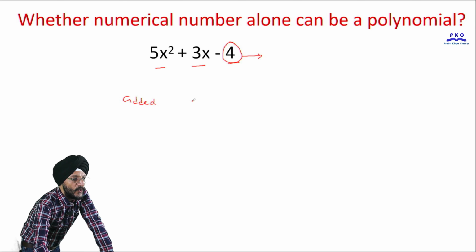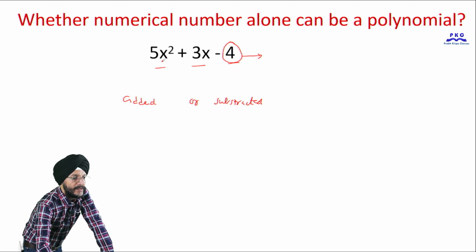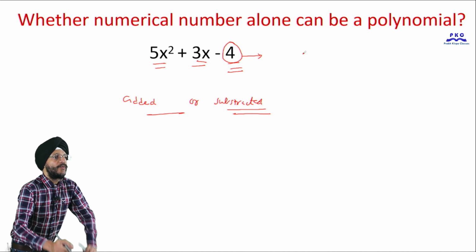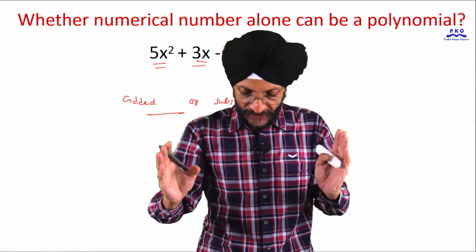Another important point to be discussed here is that the terms are added or subtracted. One term is added to another term, or subtracted, and ultimately we form a polynomial.